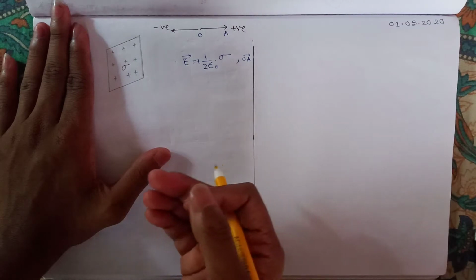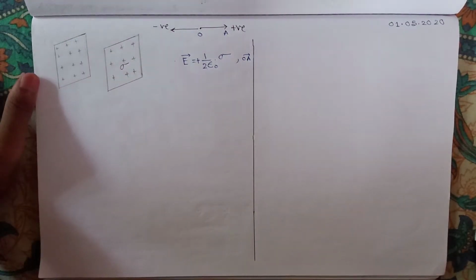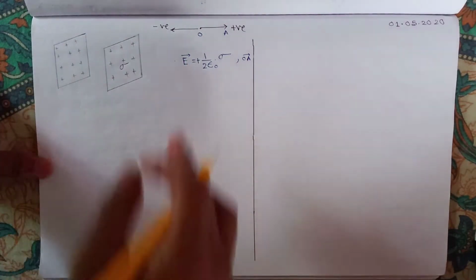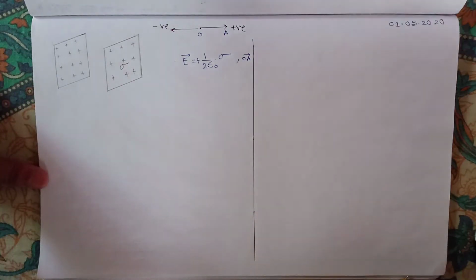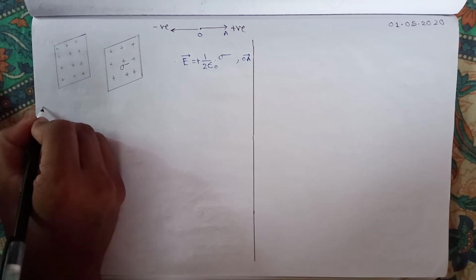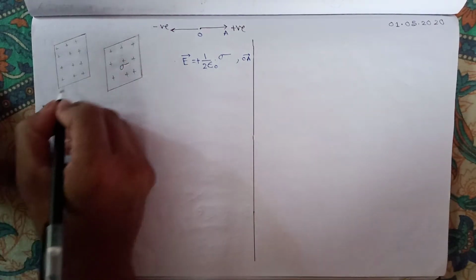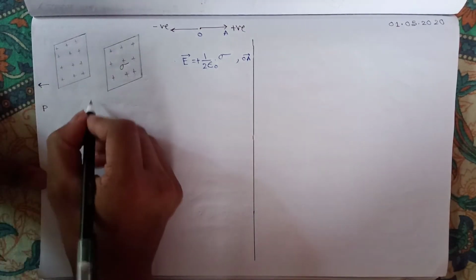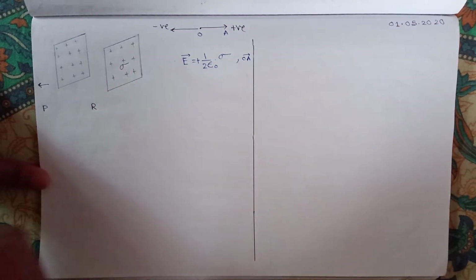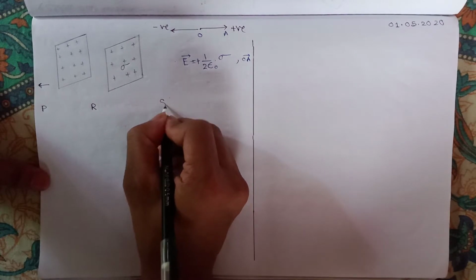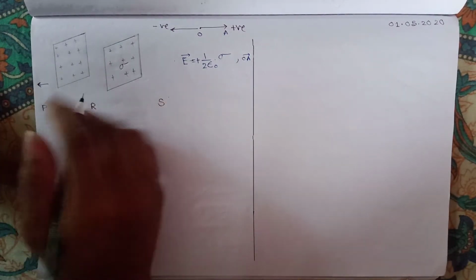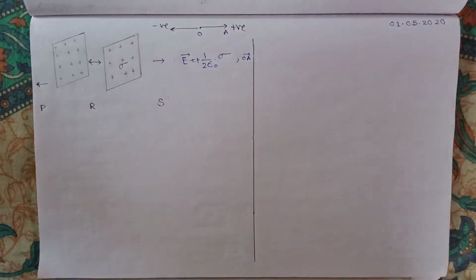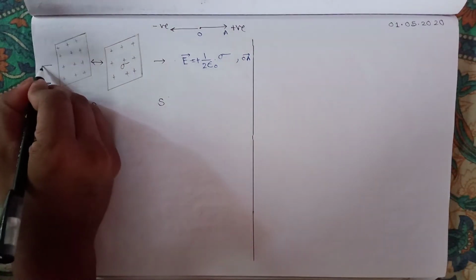Now we'll go for two plane sheets. The space around these two infinitely thin plane sheets can be divided into three regions. The first region, on the left of the plates, is P. The middle region can be considered as R, and the rightward region as S. We have to find the electric field in these three regions separately, because the electric fields are different in these three regions.